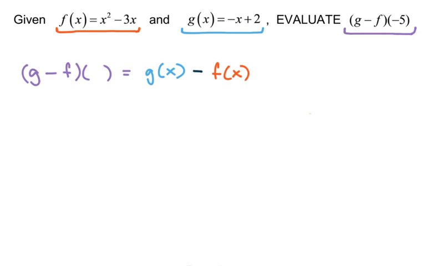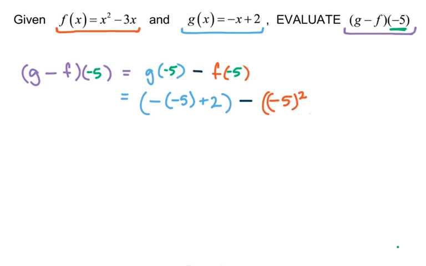So I'm going to take these x's out. I'm going to go ahead and plug negative 5, that x value, our input, in at the onset. And so what would that look like? Well, we would have negative 5 plus 2, so all of that, minus my f of x function, which is negative 5, that quantity squared, minus 3 times negative 5.